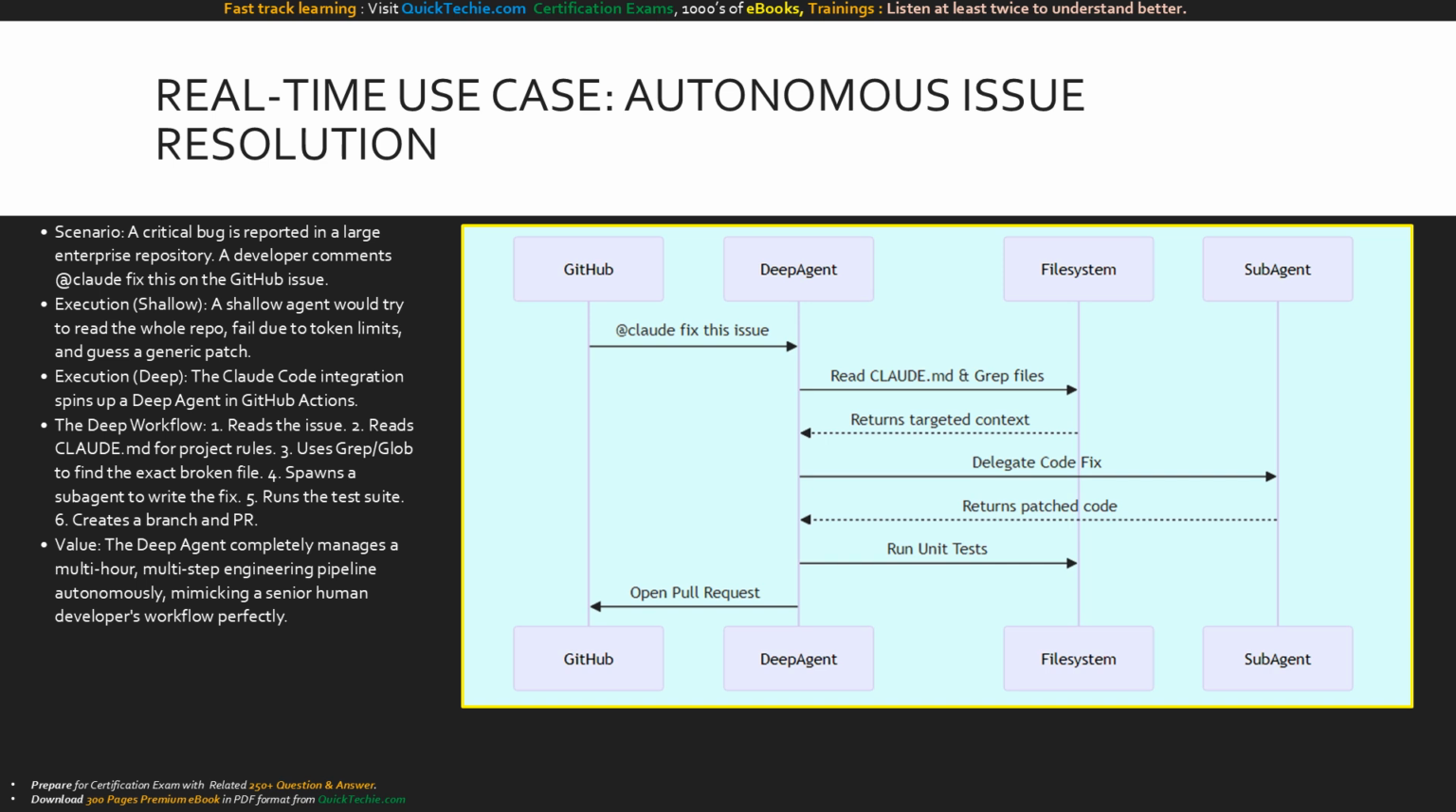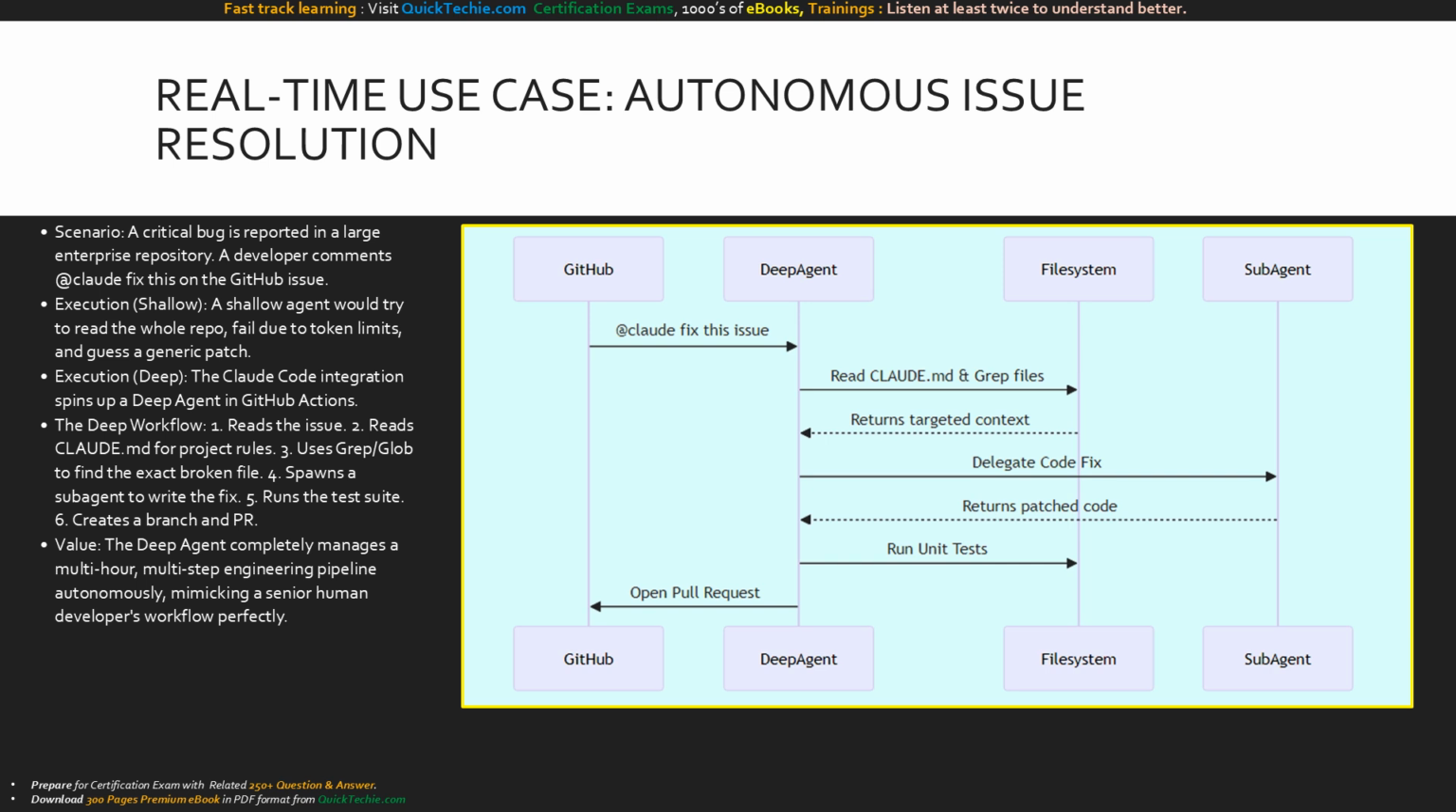The scenario: a critical bug is reported on GitHub. A lead engineer simply comments at Claude, fix this. If we used a shallow agent, it would try to read the entire repository at once, hit a token limit, and guess a generic, broken patch. But because Claude Code operates as a deep agent via GitHub Actions, the workflow is entirely different.